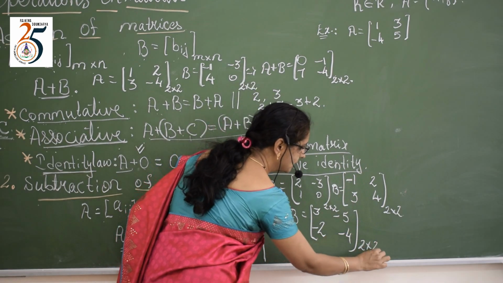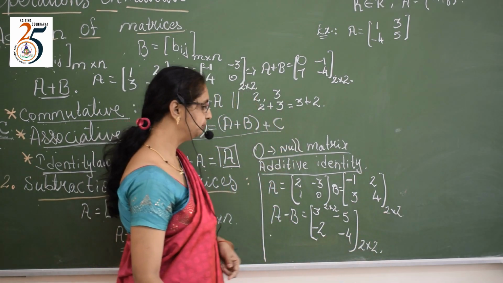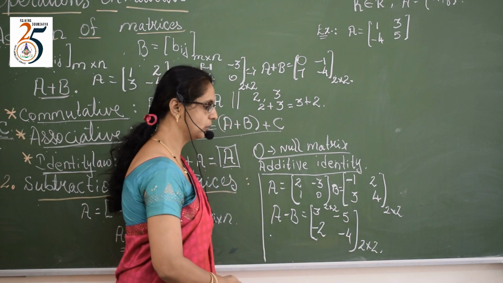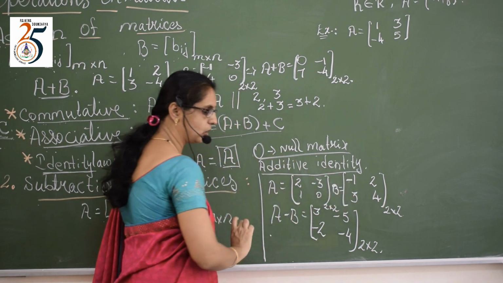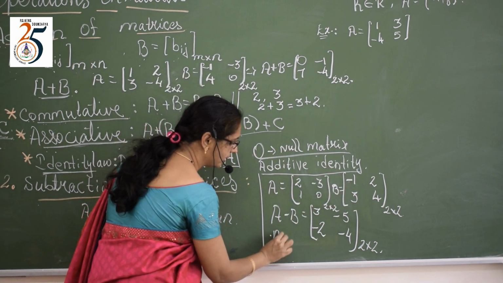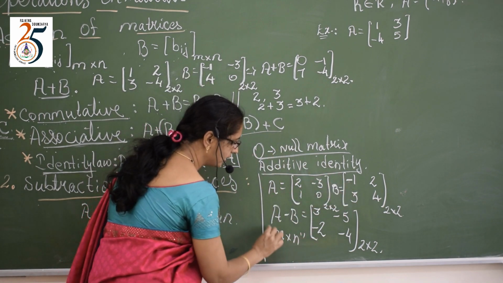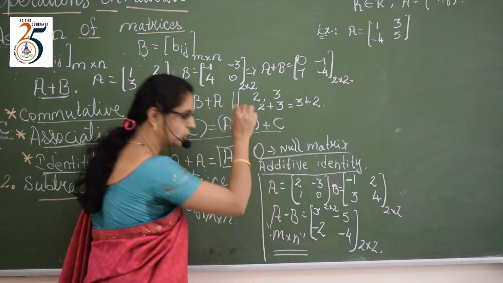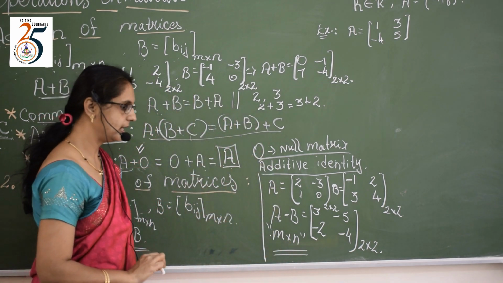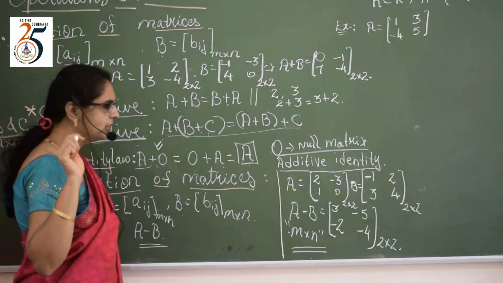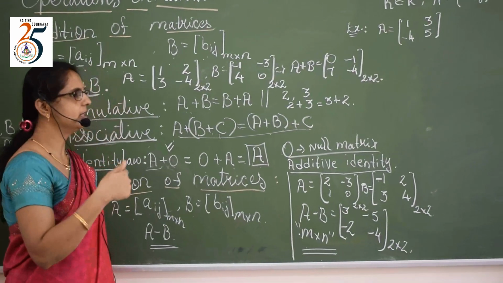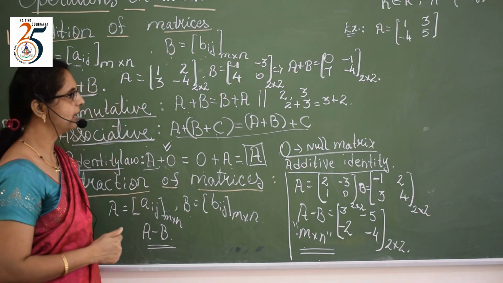And once again, purposely I am writing its order also. The order is 2 cross 2. So if the given matrices A and B are of M cross N, remember students, even the subtraction resultant matrix will also be M cross N. Same thing happens even in our addition also, isn't it? These are the points to be remembered so that it will help you in your competitive examinations.